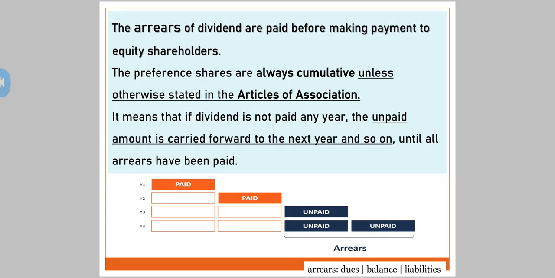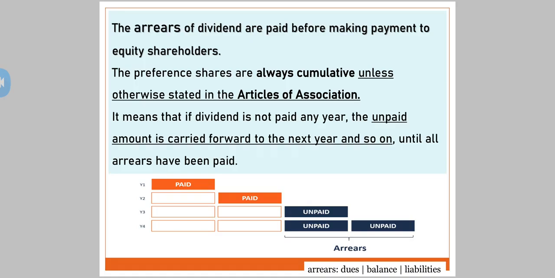See, the arrears of dividend are paid before making payment to equity shareholders. When we are talking about preference shares, the word preference itself says that they have got preferential rights over equity shareholders. So can I say the arrears of dividend are paid before making payment to equity shareholders? Now what are arrears? Arrears are nothing but the dues and the balance which the company is supposed to pay. It's a liability of a company.